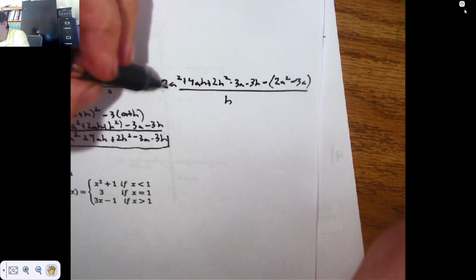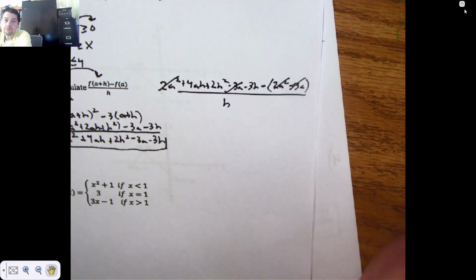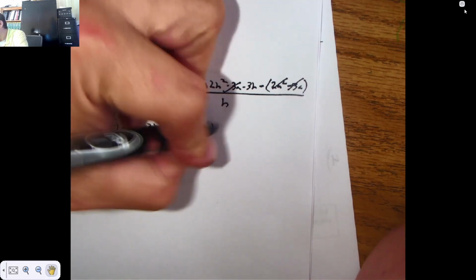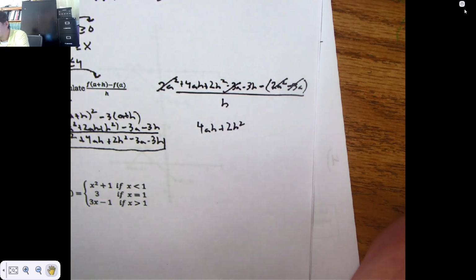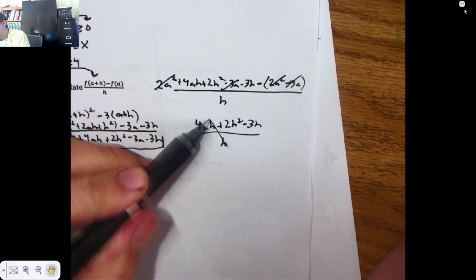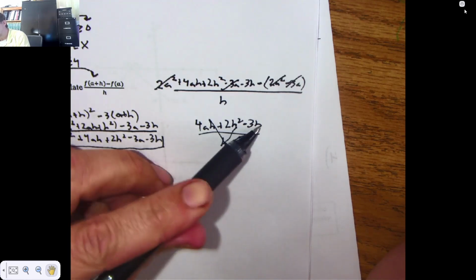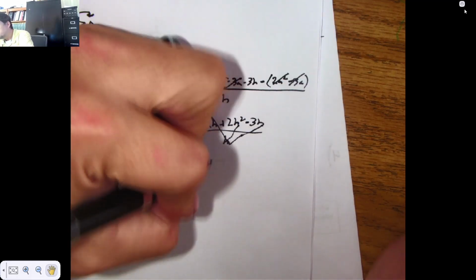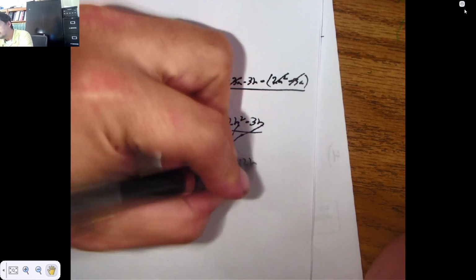Now what's going to cancel here is 2a squared minus 2a squared. And a negative 3a minus a negative 3a is going to cancel. So those two things disappeared. And we're left with 4ah plus 2h squared. Oh, I missed it, didn't I? No, I didn't. Minus 3h over h. Get to cancel some h's here. Those four pieces all have an h. So 4a minus 3 plus 2h is the final answer.